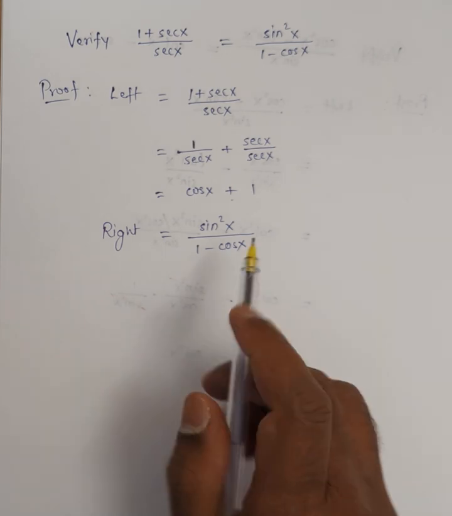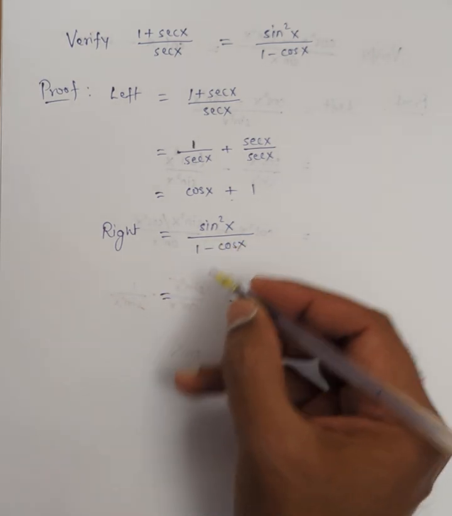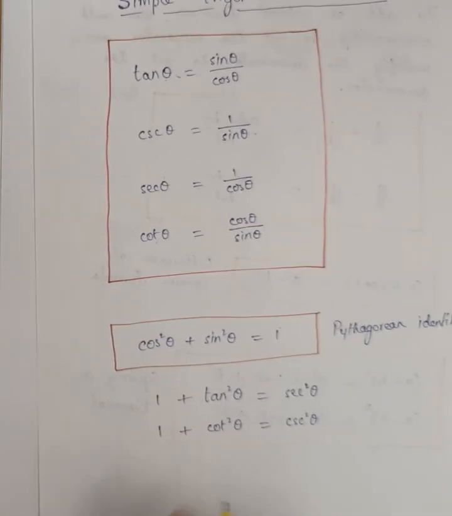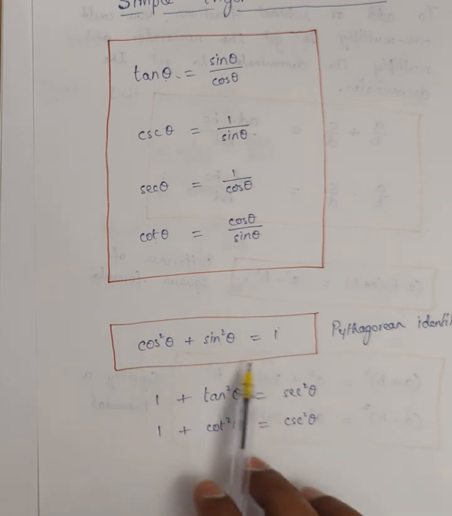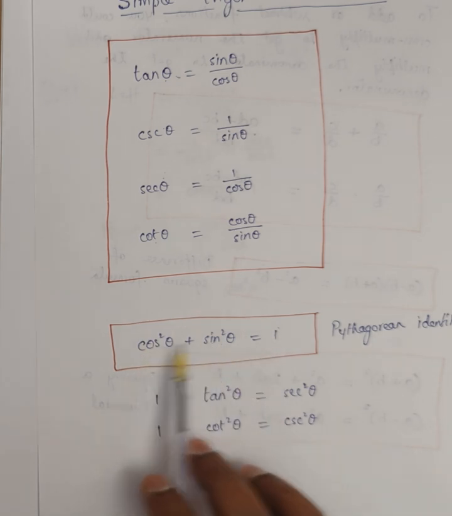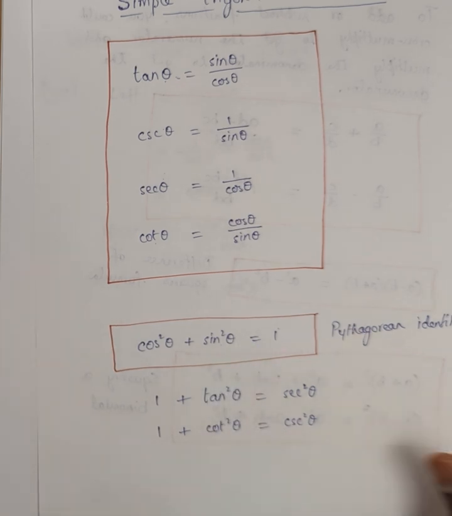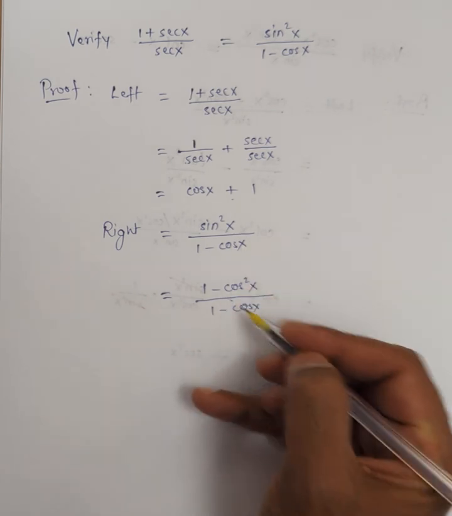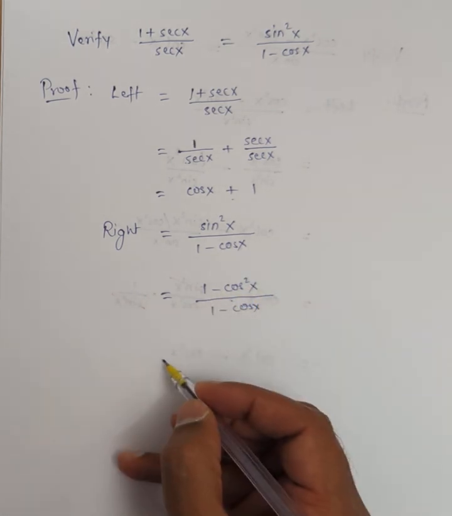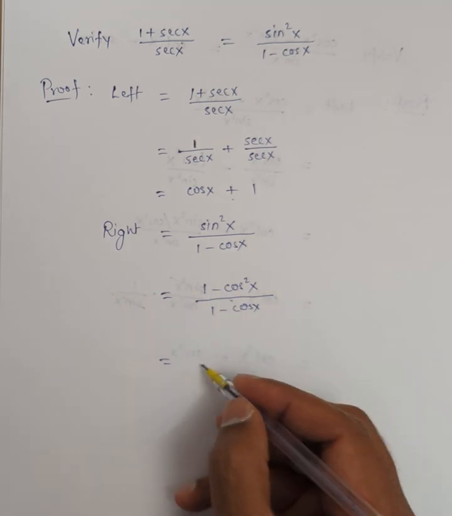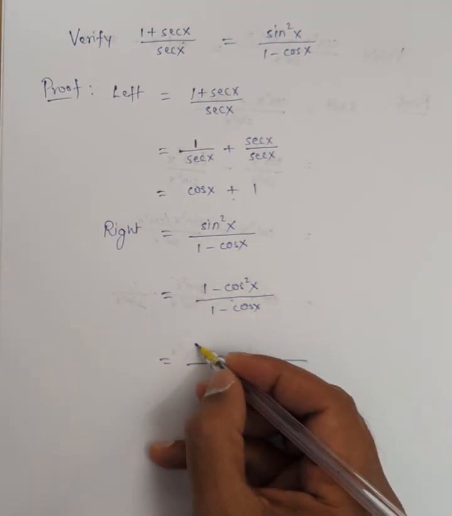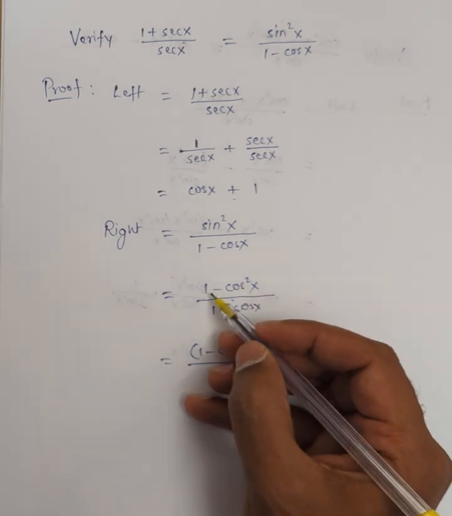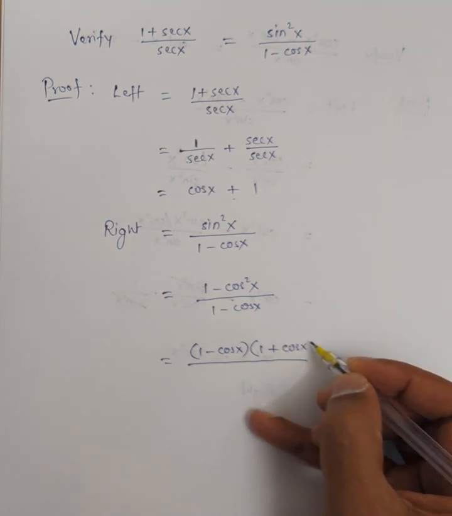I don't see anything, but notice sine square could be written as 1 minus cos square x. Why is that? Because from the Pythagorean identity, if you subtract cos square x from both sides, then you get sine square x equals 1 minus cos square x, divided by 1 minus cos x. That's the denominator. Now notice the numerator is difference of squares. 1 is 1 square. So we can certainly factor that into 1 minus cosine x and 1 plus cosine x. Your a is 1, b is cosine x.